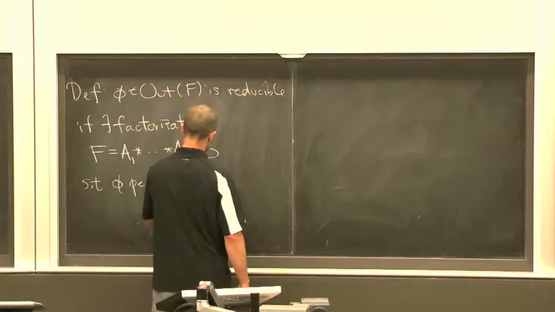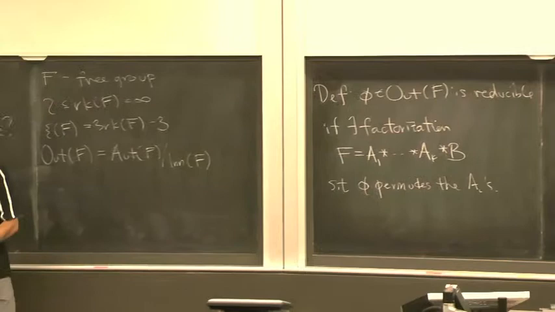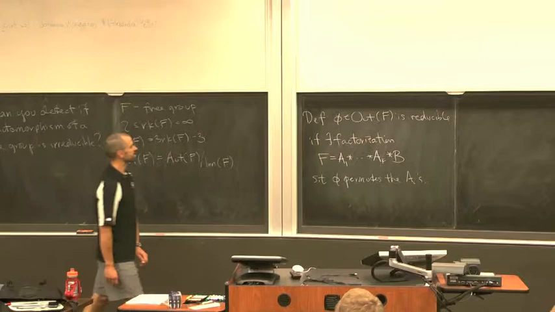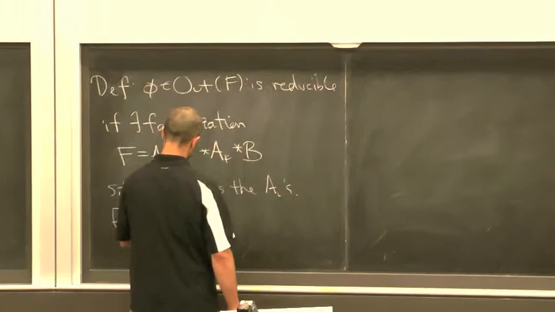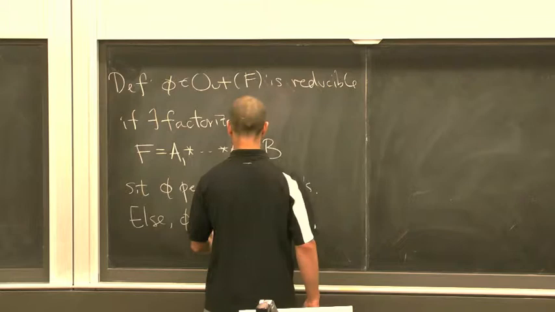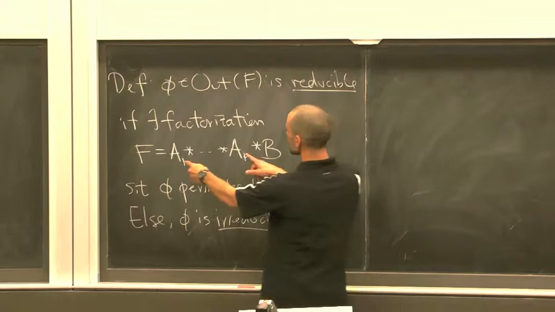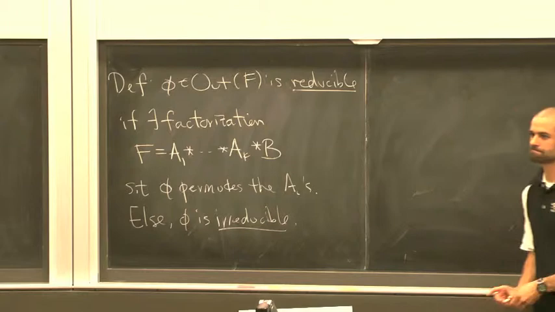And of course, really what I mean is these are conjugacy classes. I'll just be sloppy here and say that this increments the A_i's. And if it's not reducible, then it's irreducible. B is just something else. So there's a factorization where I have some free factors that are getting permuted, and who knows? You could have just said A1 star A2, right? For this preserve, is that?